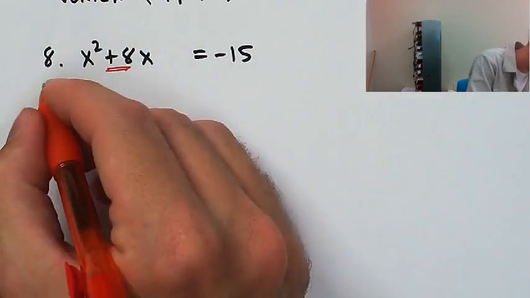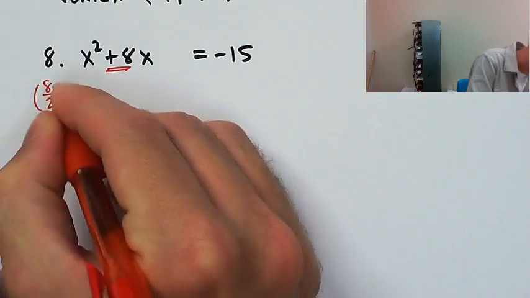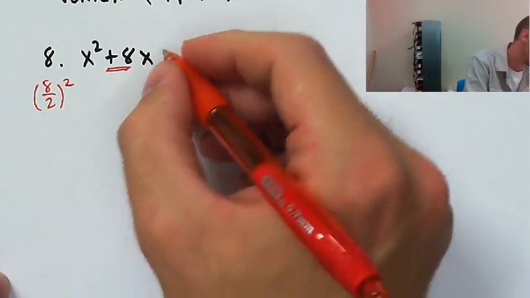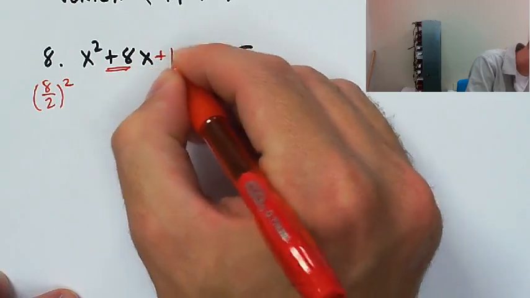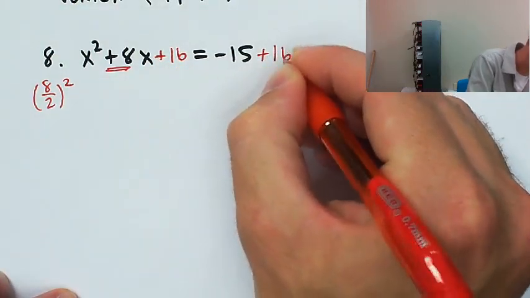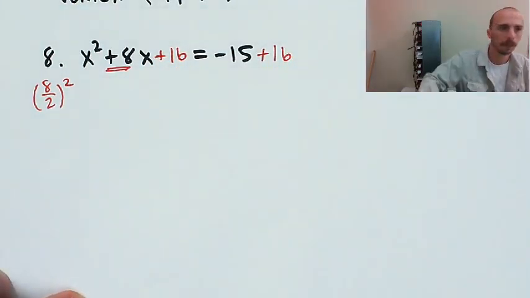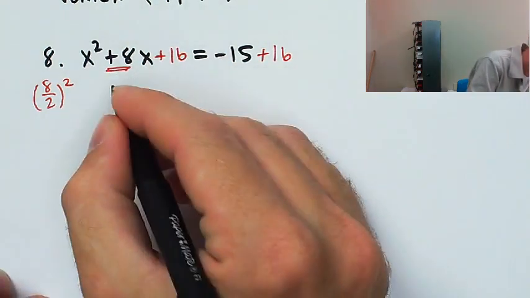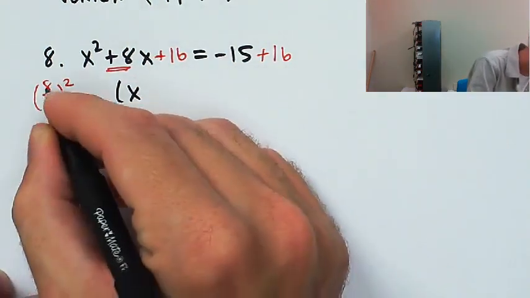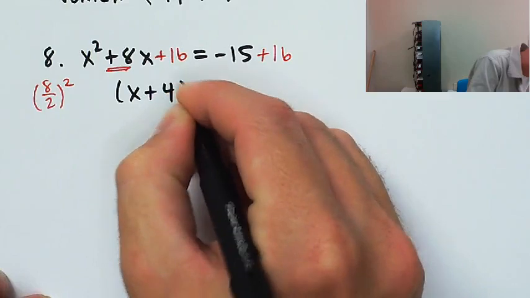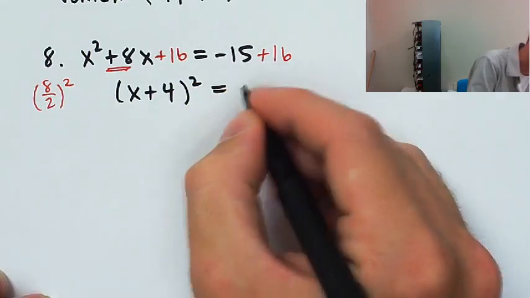Okay, either way, I'm taking this positive 8, and I'm dividing it by 2 and getting 4, and then I'll square it, and that'll be the number I need to add to both sides. So that'll be plus 16 and plus 16. Okay. So I can factor this. This is going to be x plus this number squared equals 1.